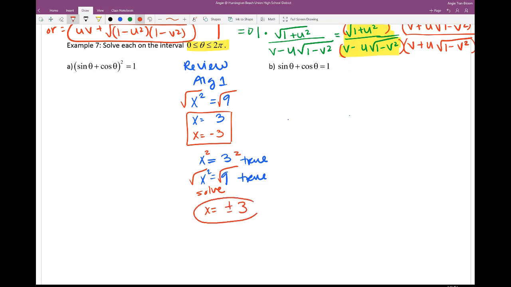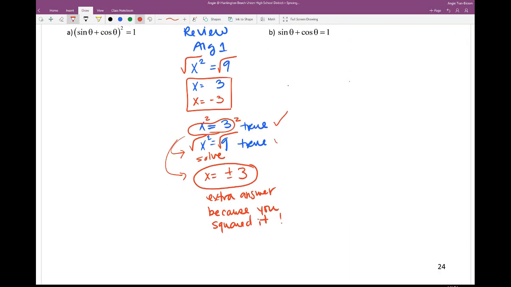But what's wrong with this answer? Remember, the original question is not squared, right? So when you square it and go back and solve for it, there's an extra answer, because you squared it. I want you to look at this. This is a true statement. But when I solve for this, I ended up with 2 answers, but my original statement had only 1.